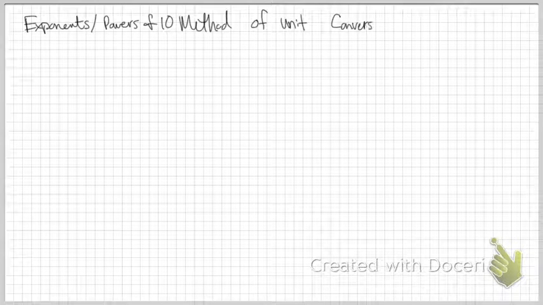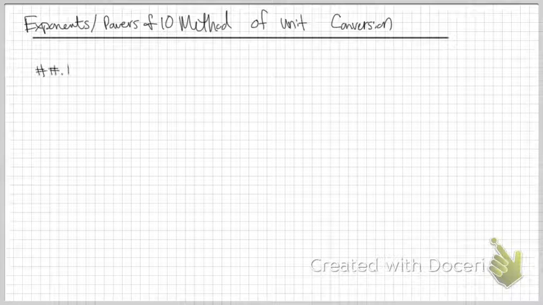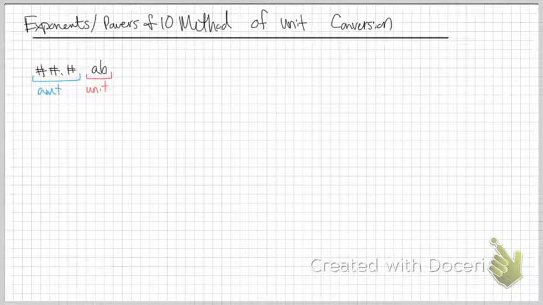There are a couple different ways that we'll probably want to be able to do conversions. One is just by using our exponents or powers of 10 method. That's very convenient given the metric system. We only really have to multiply or divide by 10 a certain number of times when we are changing between units.